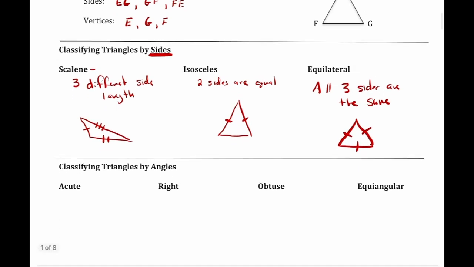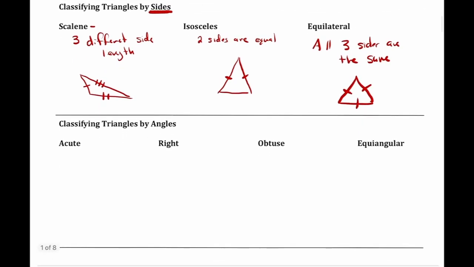We can also classify by angles. Again, this should be somewhat familiar. An acute triangle means all three angles are acute, meaning less than 90 degrees. As a picture, we could have something like this. All of them are less than 90. I can make that a little clearer, so let's actually do that. Here, let's make it really clear that all of them are less than 90.